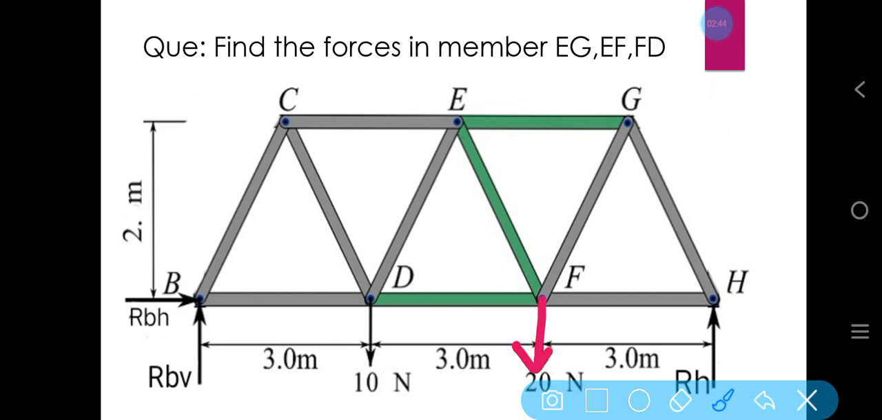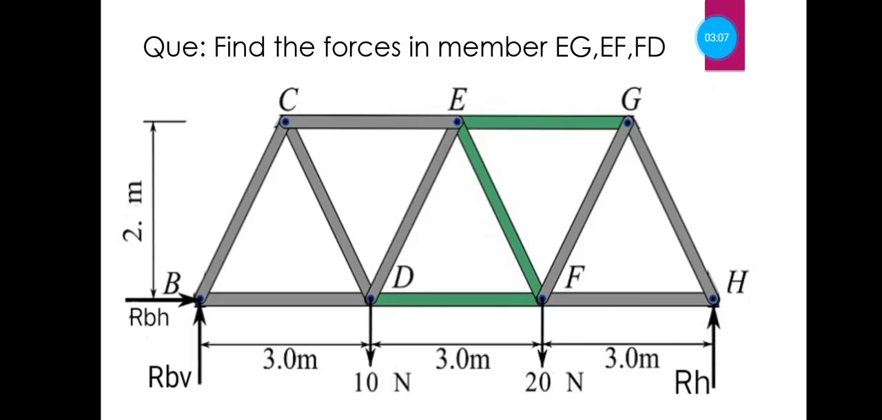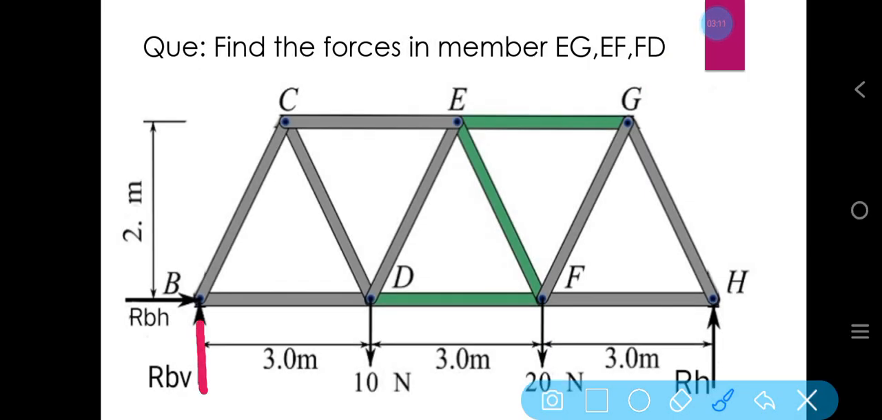20 Newton force is acting downward at point F, 10 Newton force is acting downward at point D, and here two supports are provided, one is a hinge support and another is a roller support, due to which at the hinge support horizontal reaction force and vertical reaction force at point B are generated, and at the roller support vertical force RH is developed.